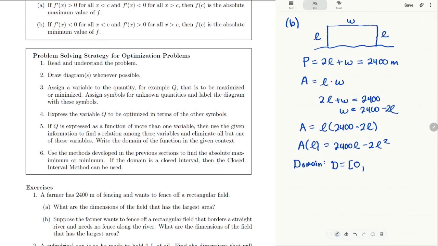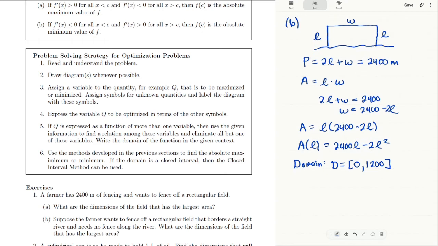And again, the largest value that the length can be is going to be half of the perimeter because there are two sides of length L. So if the length of the sides is 1200, then that is the maximum amount that the length can be. And so our domain is, once again, the closed interval from 0 to 1200.